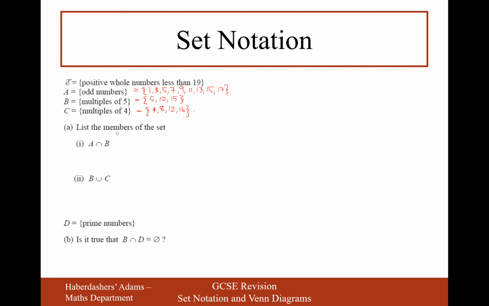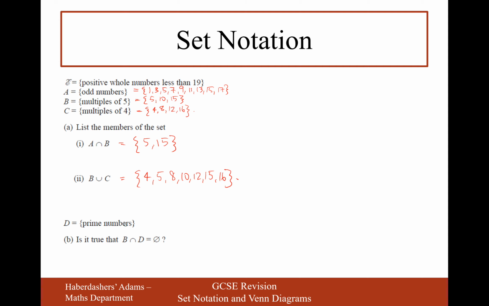So, list the members of the set A intersection B. That's in both sets A and B. So 5 is in both of the two sets, and 15 is in both of the two sets. Members of B or C: as long as it's in B or C, that's fine. 4, 5, 8, 10, 12, 15, 16.